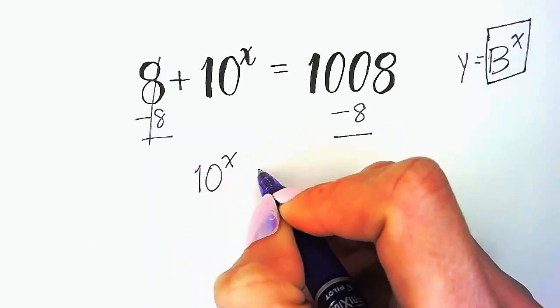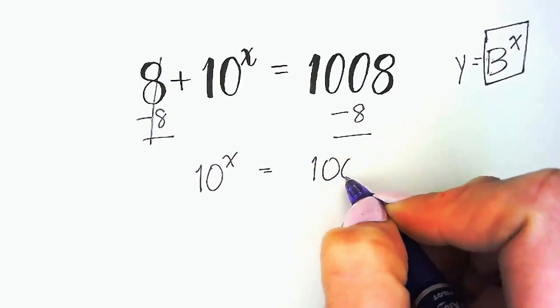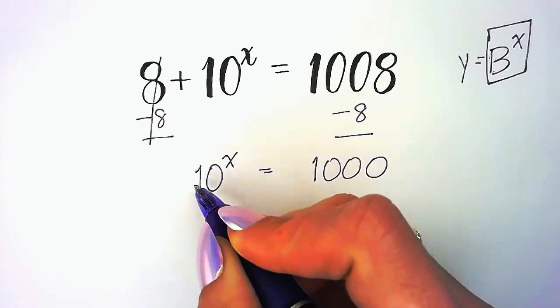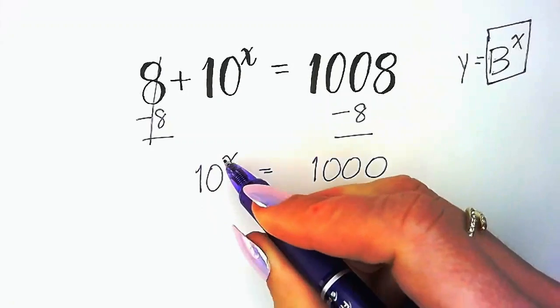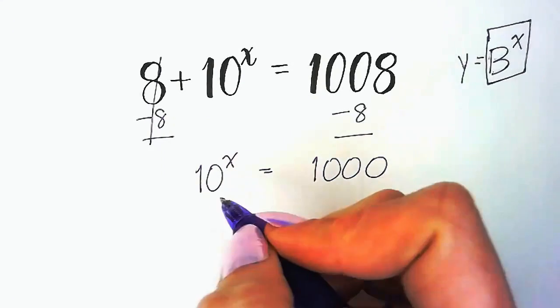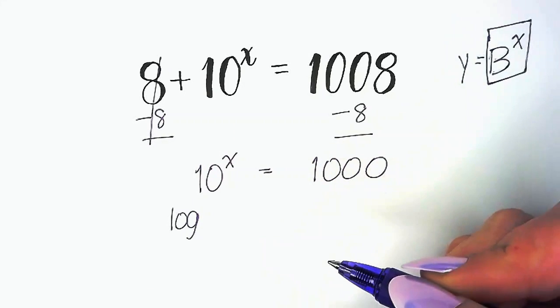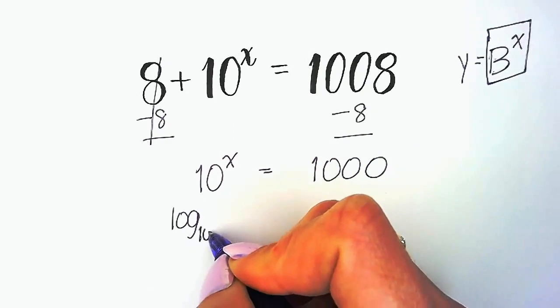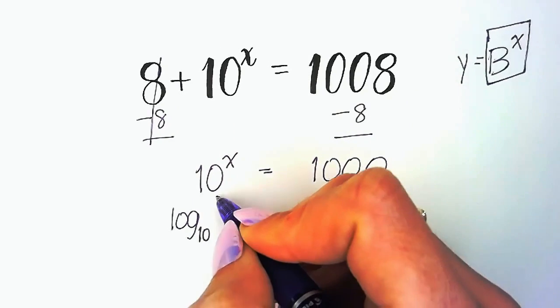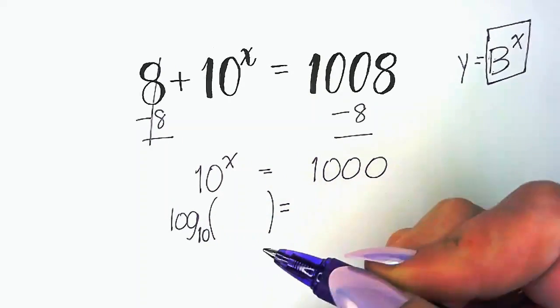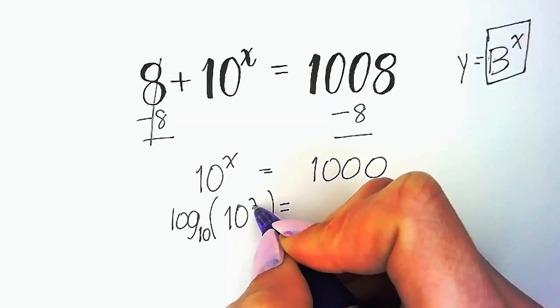10 to the x equals 1,000. Now that we have our exponential expression alone, we can take the log on both sides. We would take a log with a base of 10. We don't need to write log base 10 because log base 10 is actually plain log written alone. It's also known as the common log.